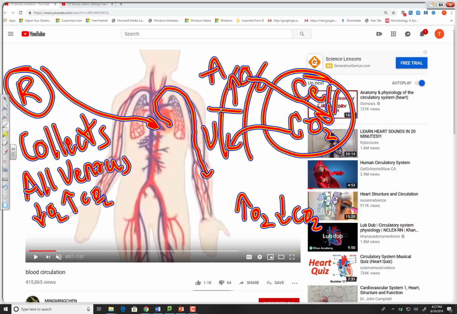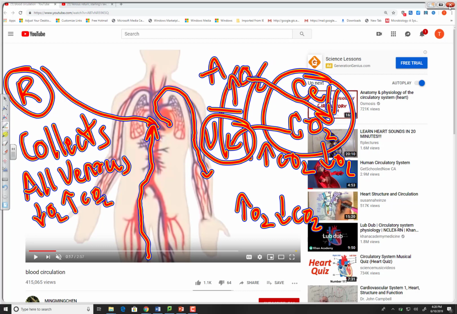So that's why it's called circulation. It's a circle. So all the veins of the body collect that venous blood, which now is high in CO2 and low in oxygen, and all that venous blood travels through the systemic veins back to the right side of the heart.